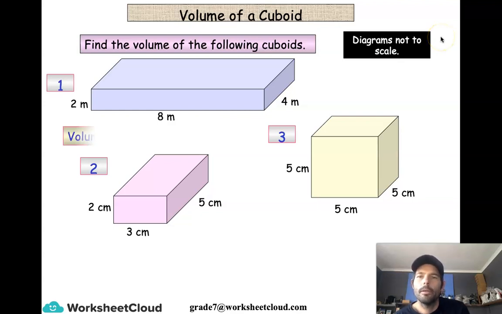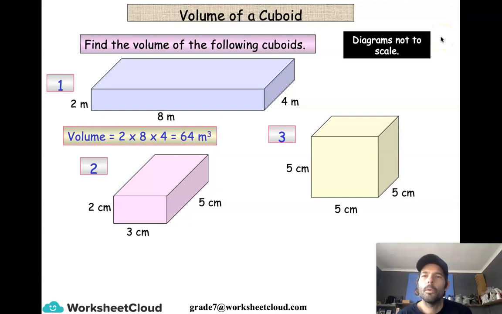For 1, your answer would have been 64 meters cubed, so 2 times 8 times 4. Okay, so there they've got the height at 2, the length at 8, and the width at 4. So multiply them together, and please notice the cube sign after the unit of measurement, which is meters.